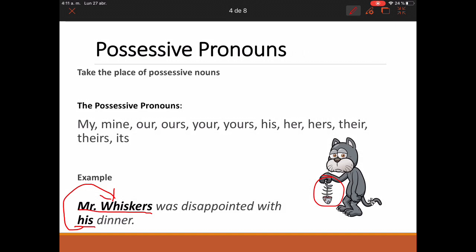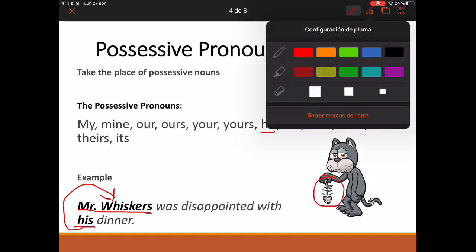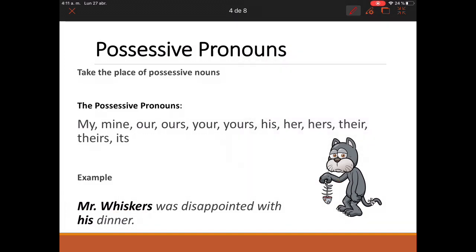So if it's a male, we're always going to use a male pronoun. In this case, a possessive pronoun. Mr. Whiskers is being replaced by his. Let's erase one more time and let's continue.